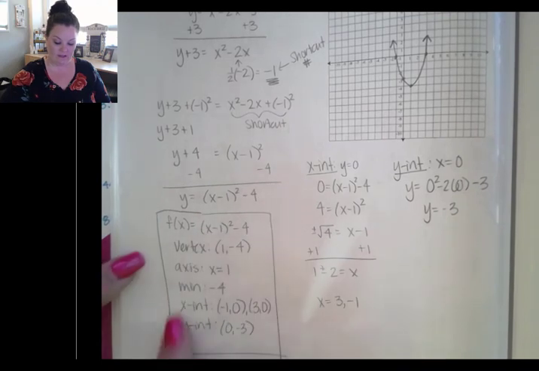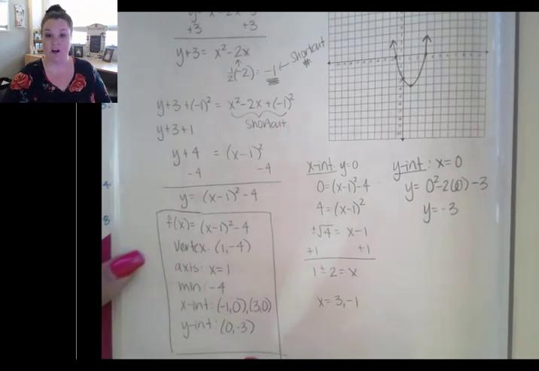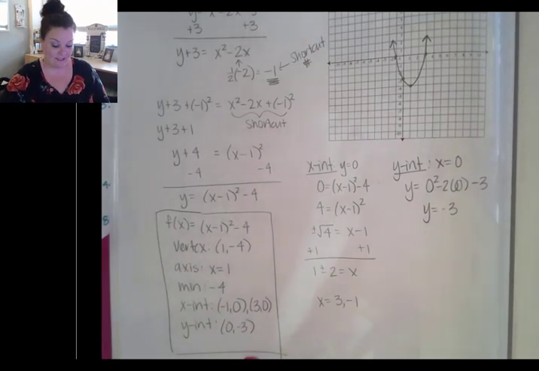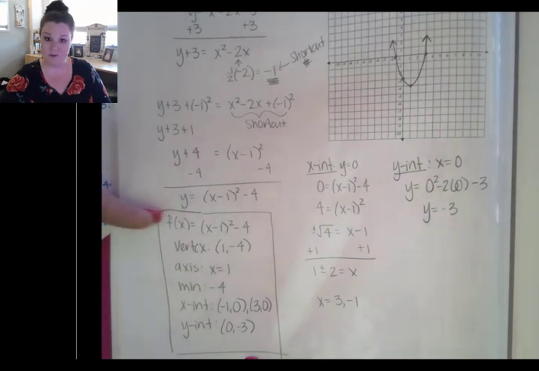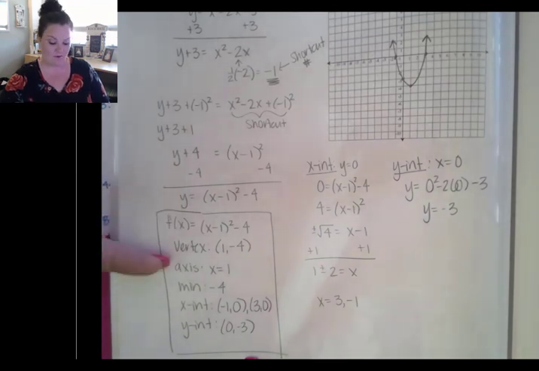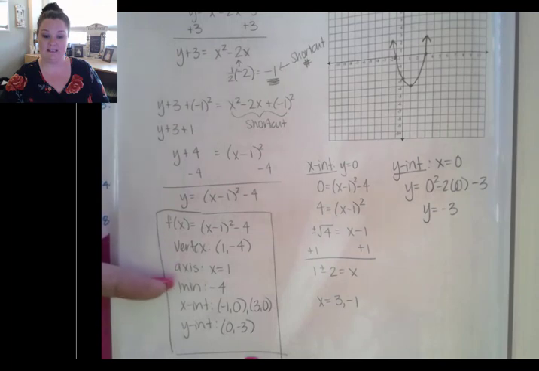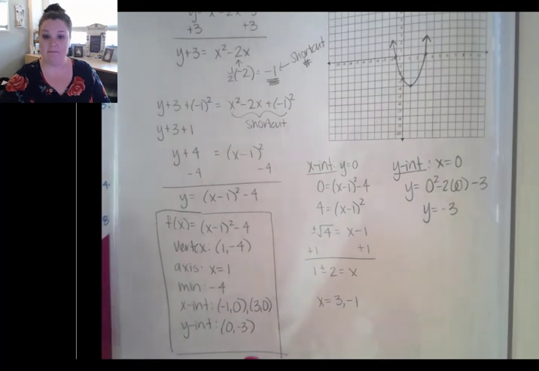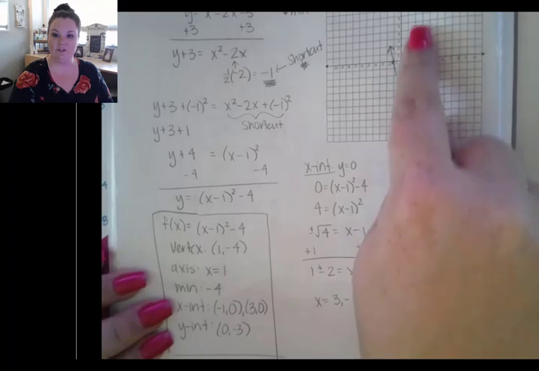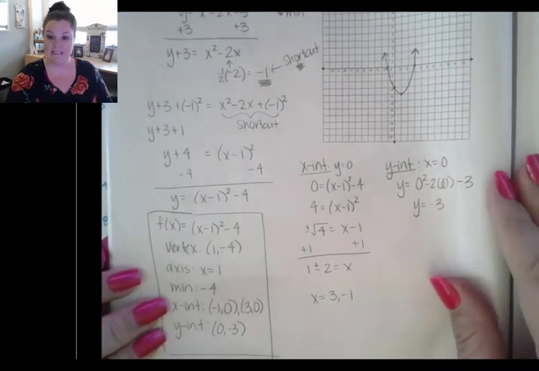So this is all the information I'm looking for on your worksheet and on an exam, is that you're able to write it in vertex form using completing the square, that you can identify your vertex, your axis of symmetry, and your max or min value, and find your x and y intercepts algebraically, okay? Once you have all that information, you should be able to graph your parabola and get a decent picture.